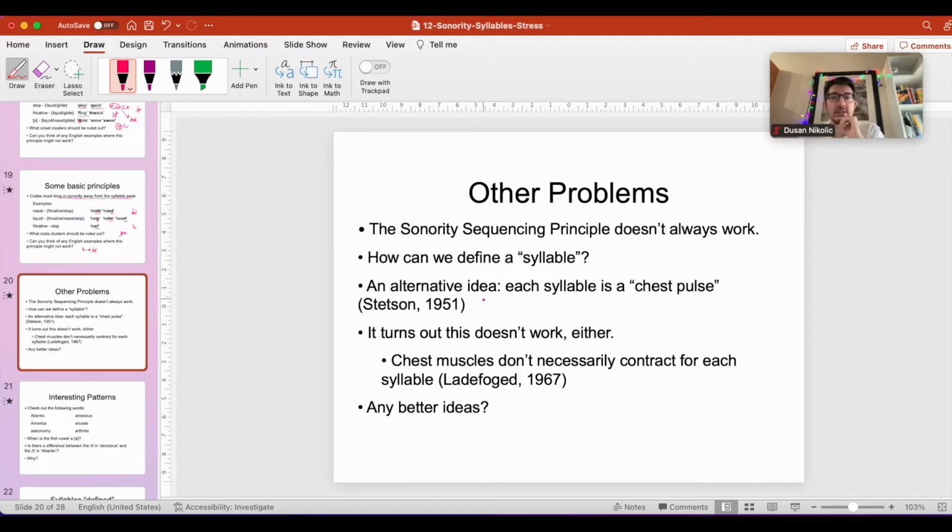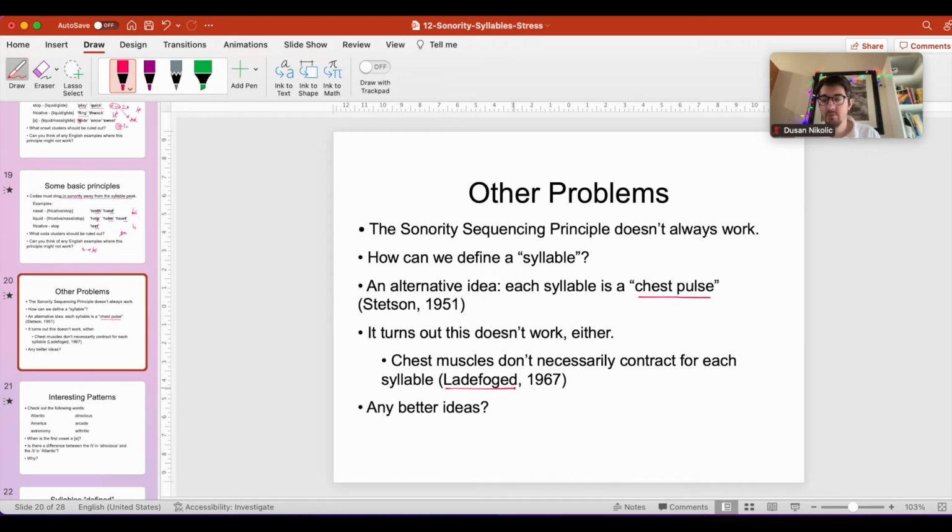Well, there was a phonetic idea, of course, that each syllable is a chest pulse. However, it turns out that did not work. There was an idea that we squeeze our chest every time we produce a stressed syllable or peak, right? Or maybe not just a stressed syllable, but a peak in a syllable, which really doesn't work.